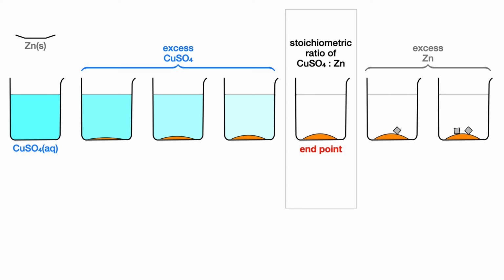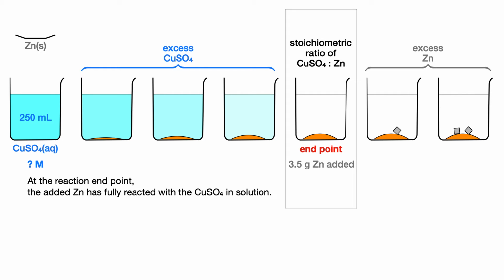So if you imagine that we didn't know the concentration of the copper sulfate in this reaction, but if we knew that we had, say, 250 milliliters of the solution, and if we knew that we had to add 3.5 grams of zinc to reach the end point of this reaction, we can take advantage of the fact that at the reaction endpoint, the added zinc has fully reacted with the copper sulfate solution, and so knowing how much zinc we needed to add to get to the endpoint, we can figure out how much copper sulfate there was to begin with in the solution.